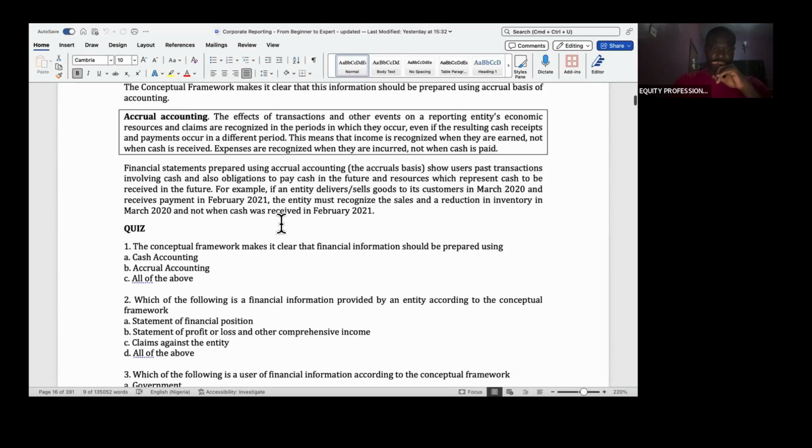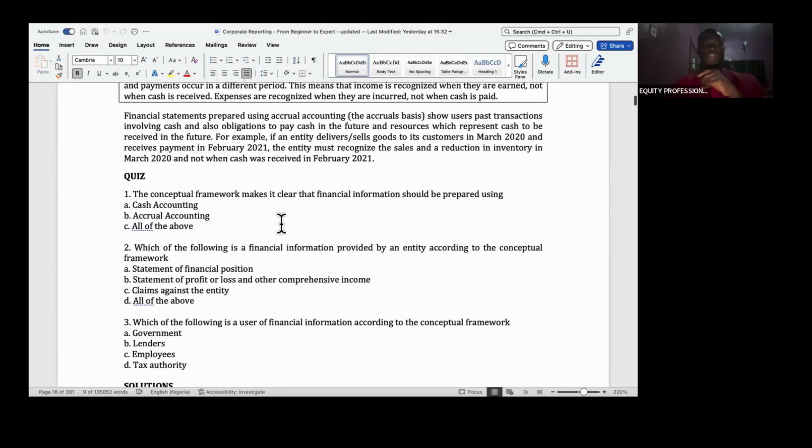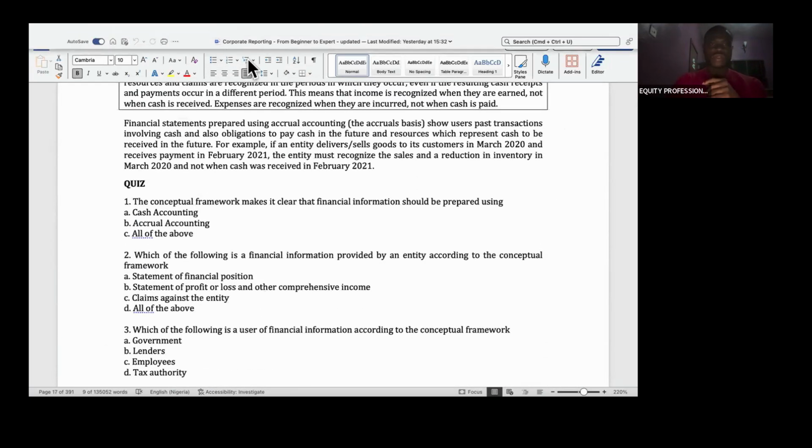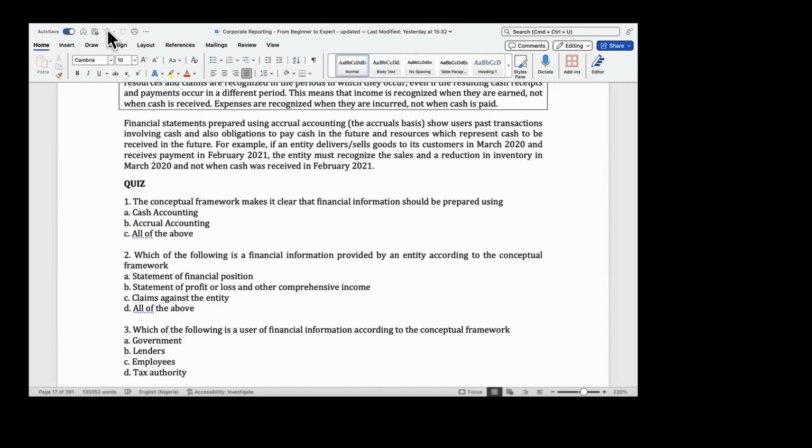Just to be sure that you're following, let's look at this set of quizzes. Can somebody read this? Somebody should read this first one. Number 1, the conceptual framework makes it clear that financial information should be prepared using A, cash accounting, B, accrual accounting, C, all of the above. Accrual accounting.